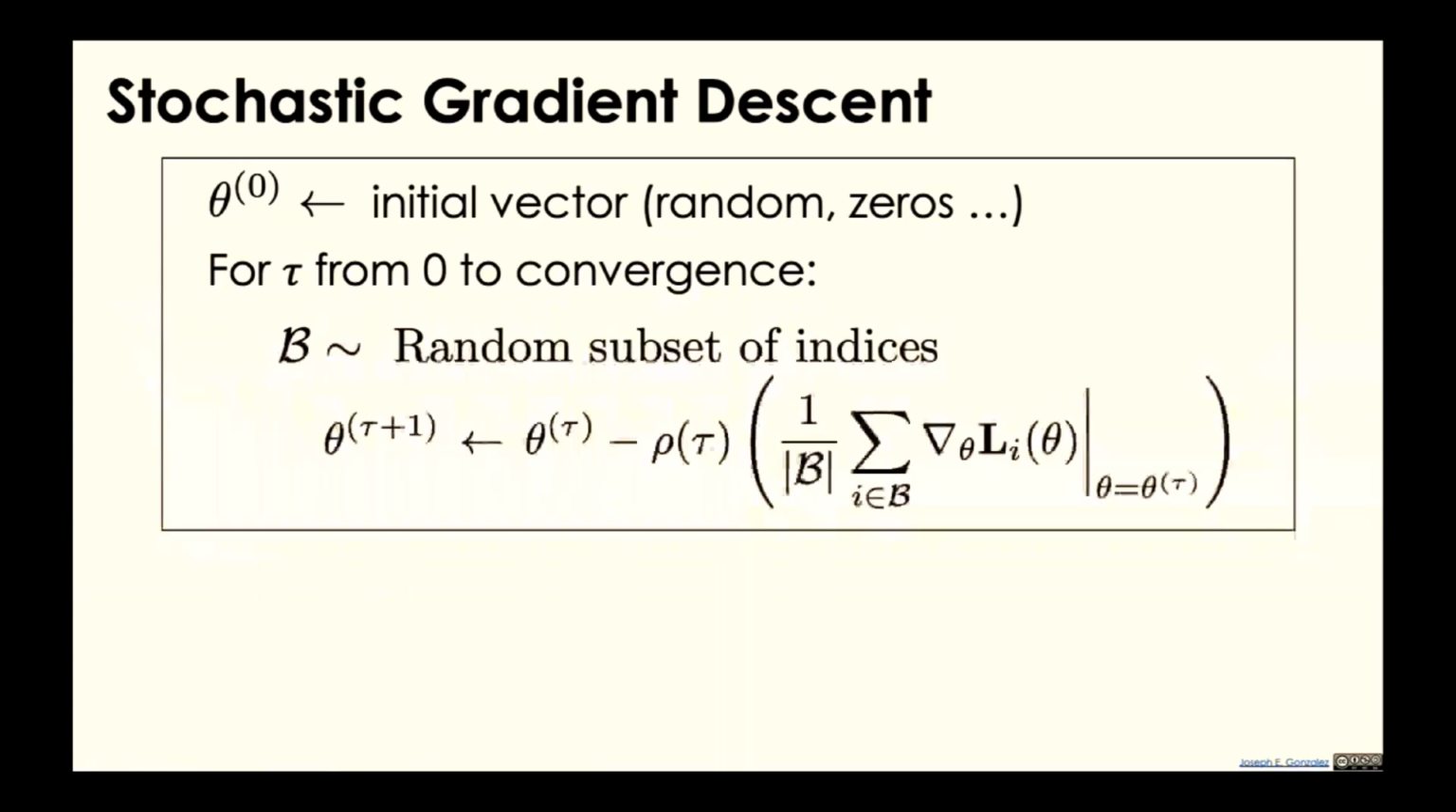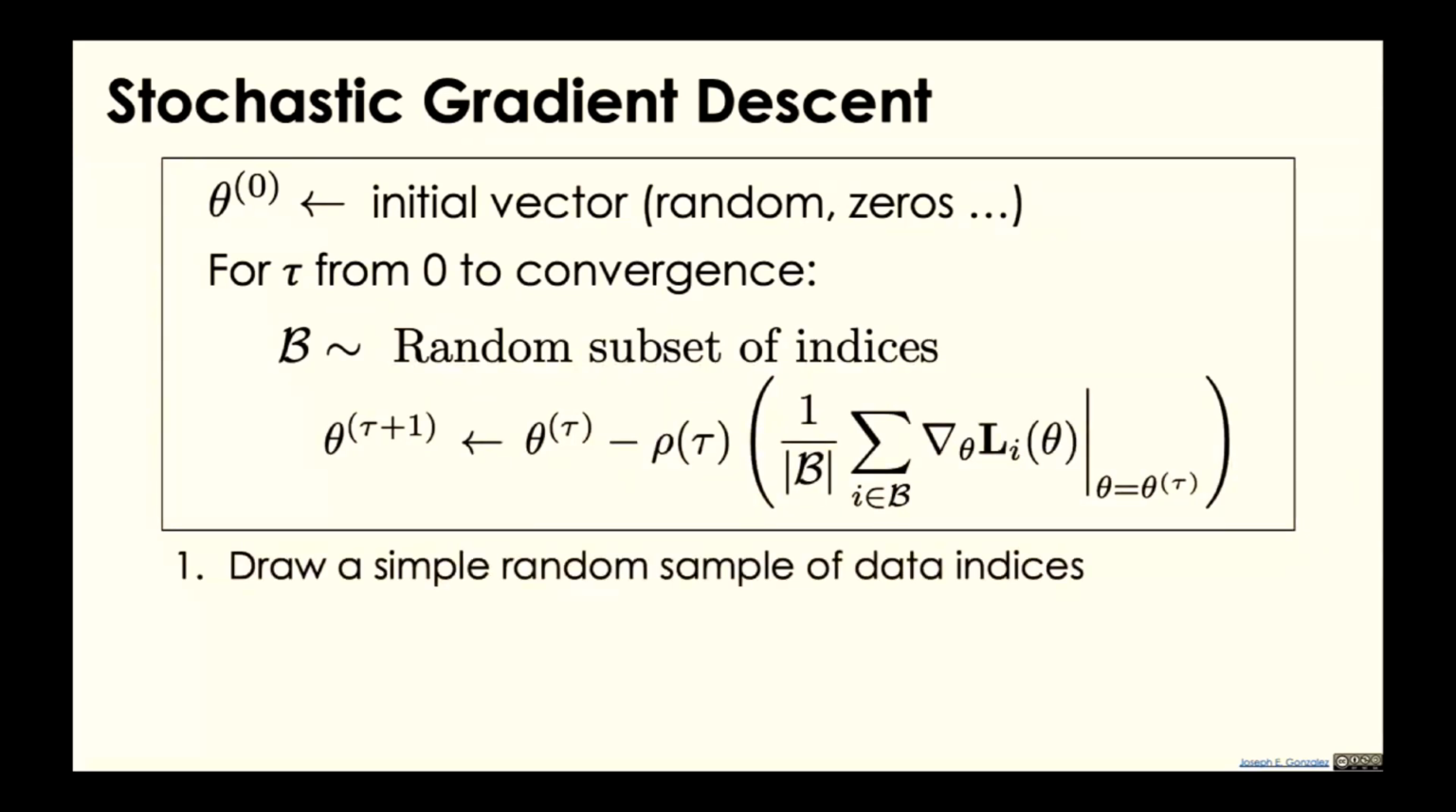But of course, there's going to be diminishing returns. If I make my sample too big, I'm just sort of wasting time, right? So there's a trade-off that you'll have to figure out on your problem. So draw a simple random sample. Okay? And this is called a batch, or sometimes called a mini batch. It's a little mini batch of your data.